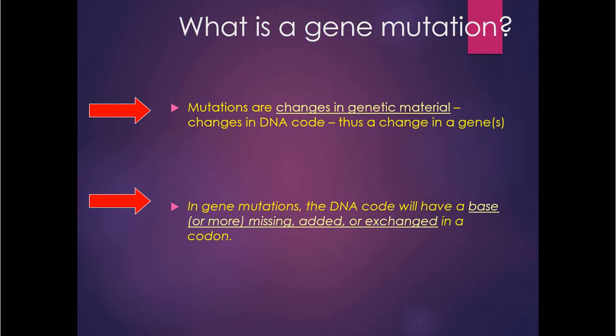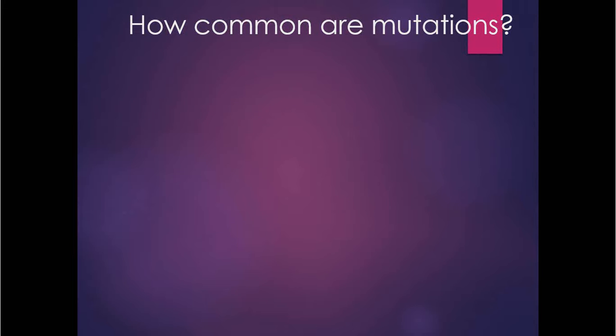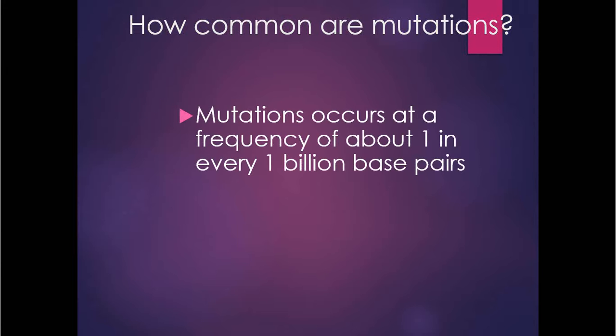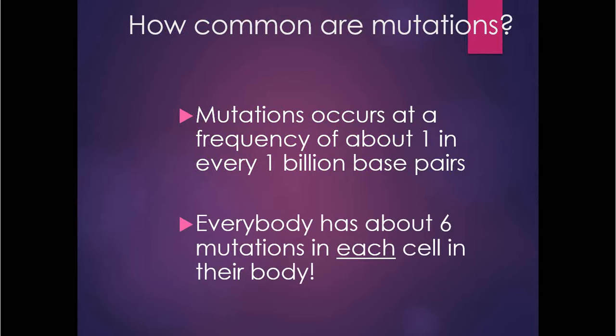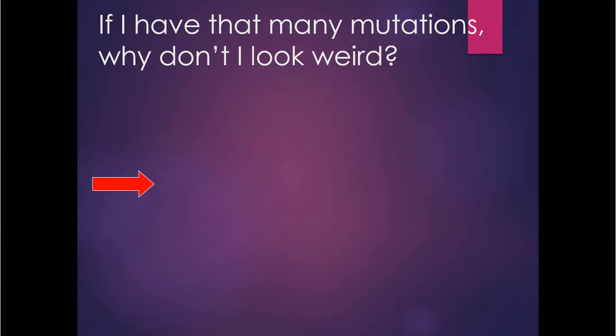In gene mutation, the DNA code will have bases that are missed, added, or exchanged in a codon. Mutations occur at a frequency of about 1 in every 1 billion base pairs. Everybody has about 6 mutations in each cell in their body.